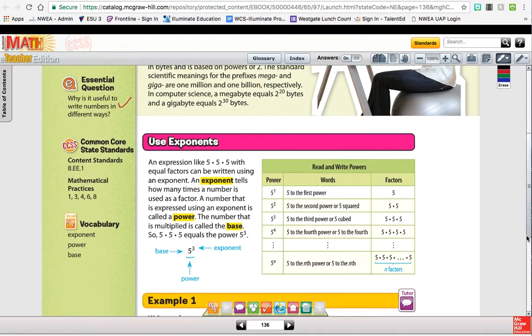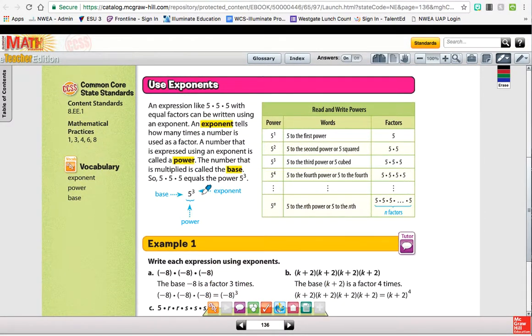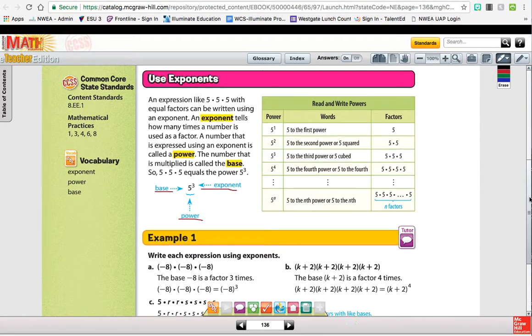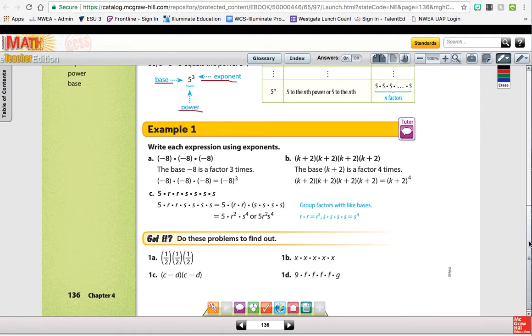On the top of your notebook sheet, there are a few vocabulary words I'd like for you to fill in: exponent, power, and base. Example 1 is just showing how exponents are another way to write repeated multiplication. So in A, there's 3 -8s being multiplied, so we're going to write that as -8 to the third power. K plus 2 times itself 4 times, we're going to write K plus 2 in parentheses to the fourth power.